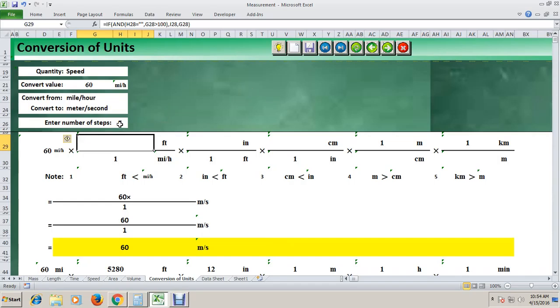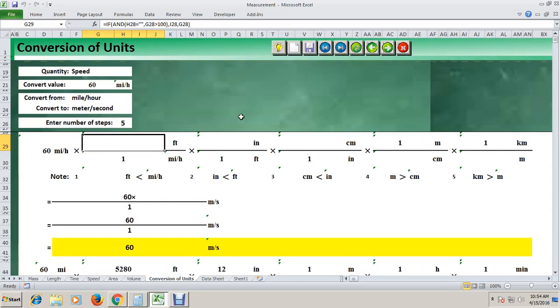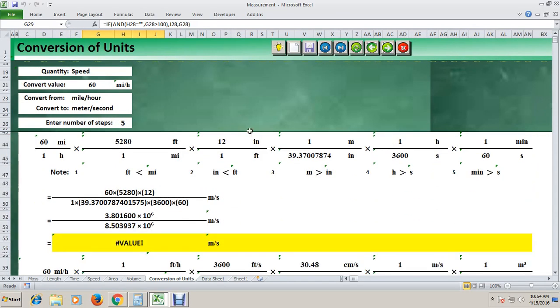I want to employ a 5-step solution for this one, so that we can have this as our solution.